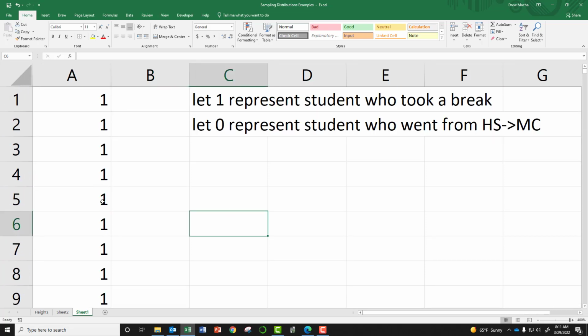So we've got 5,000 cells representing 5,000 students. A 1 tells me that that student took a break, and a 0 tells me that that student went directly from high school to Midland College.